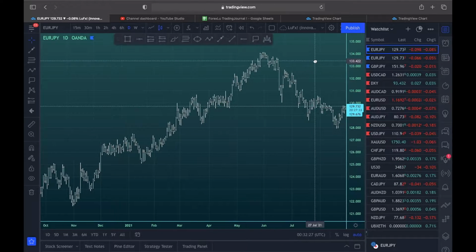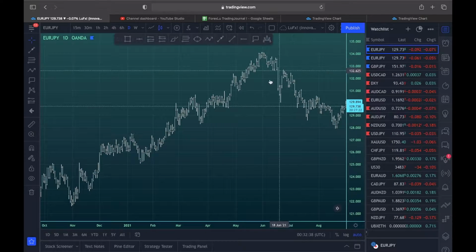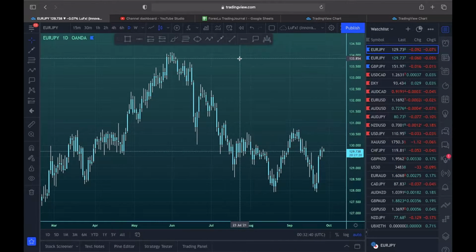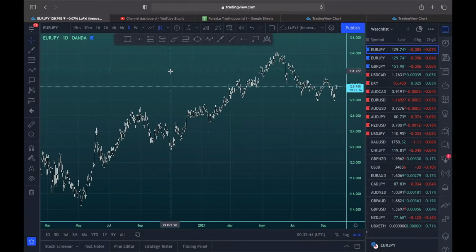So look, we're gonna get right into the video. I'm gonna go over this Euro JPY trade that I took and this GBP JPY trade that I was hesitant to take, but I'm gonna show you guys the setup because it's the same as this. So let's get started. We're on a daily and we're just gonna zoom it out a little bit so we can get a clearer picture.